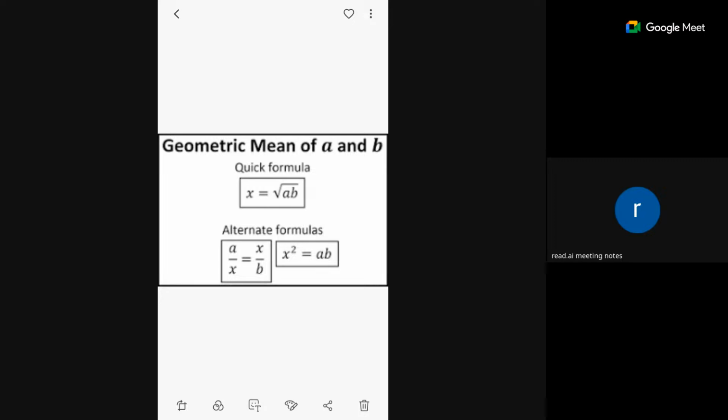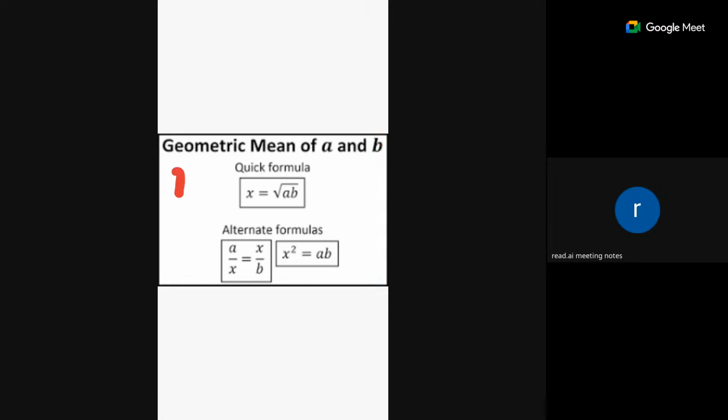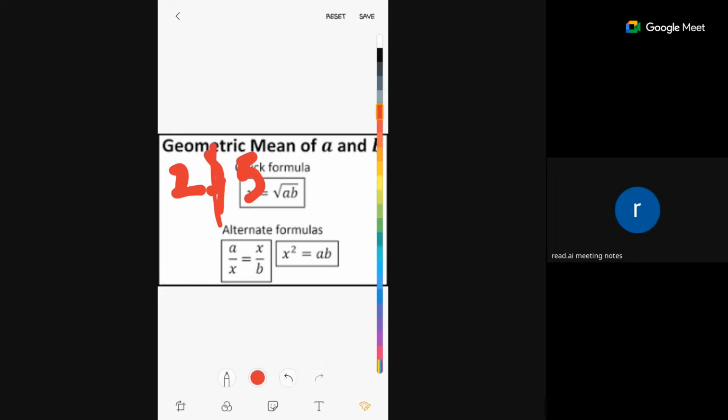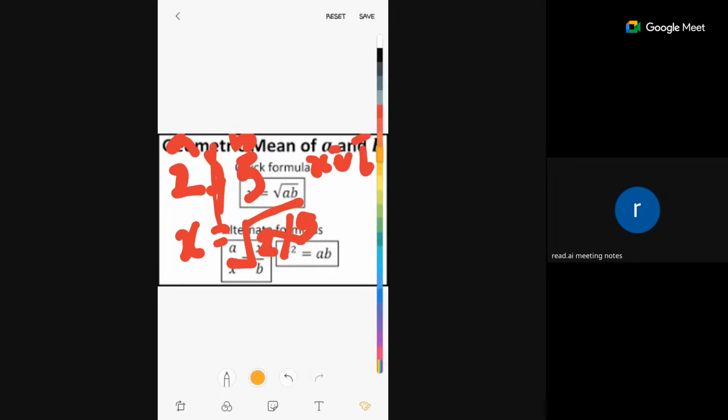For example, let's say I have the numbers 2 and 5, and they ask me to look for the geometric mean. I'll just say G equals square root of a times b, where a is 2 and b is 5. So I'm going to have square root of 2 multiplied by 5, which gives me square root of 10, and I'll get my answer. So that is how to calculate the geometric mean.